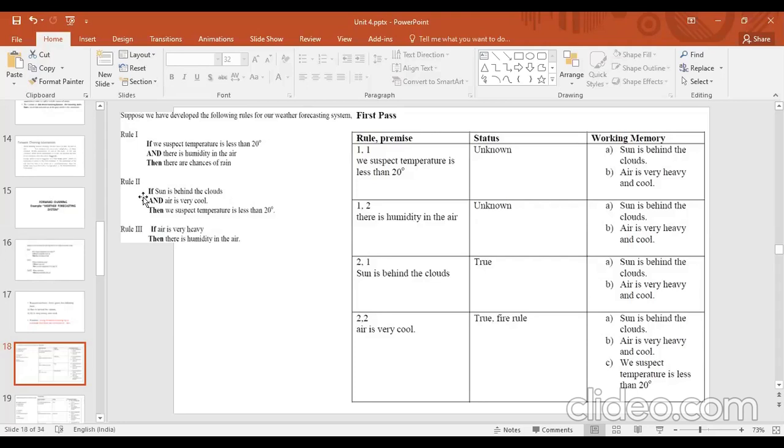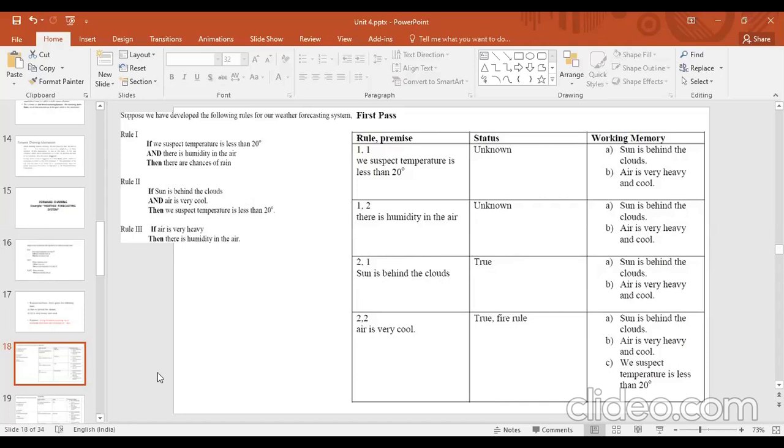Now come to the second rule. The sun is behind the cloud. I have to check in the working directory. If it is available, yes, so I have to write true. Now the second condition: in rule number 2 there are two conditions, and then it is executed. So I also have to check whether air is very cool is available. So yes, it is available in the database, right? Or working memory. Now the rule is true and fired, so I add this rule to our working memory. So what is our output? That is, we suspect temperature is less than 20 degrees.